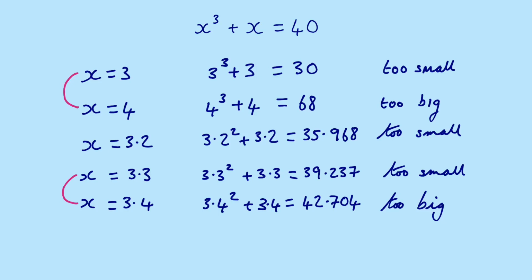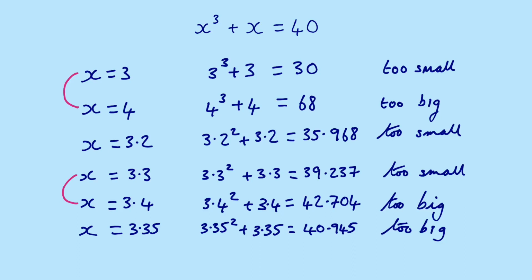However, let's just check that. Now to check that, we do the following. This gives us an answer which is too big. Therefore, the value of x to one decimal place is rounded down to 3.3. However, if this value of 3.35 had been too small, the solution to one decimal place would have been rounded up to 3.4.